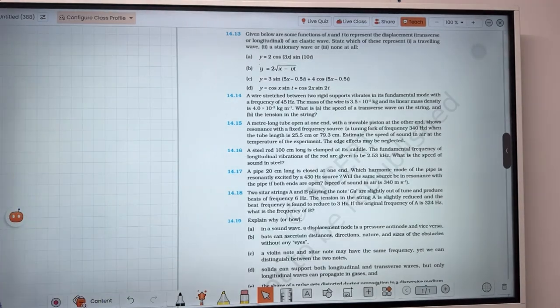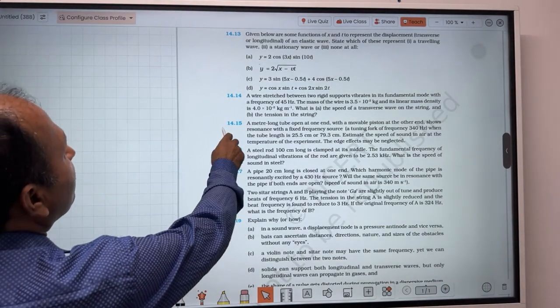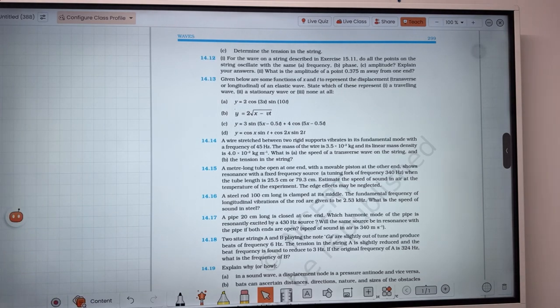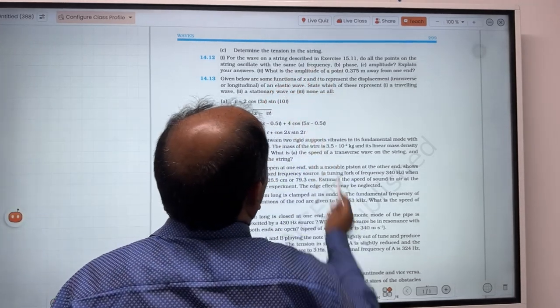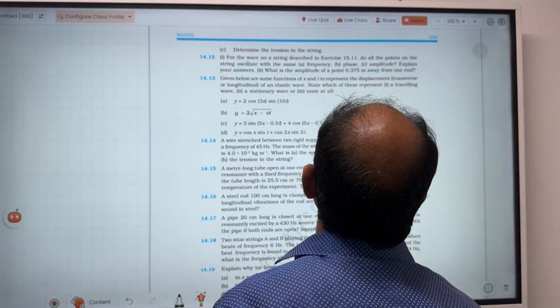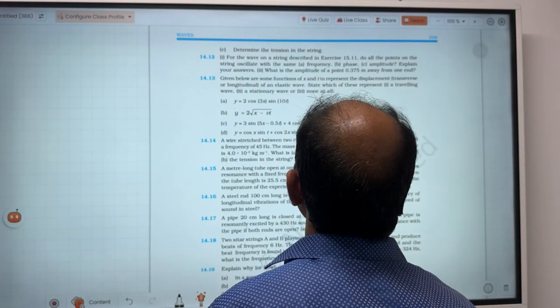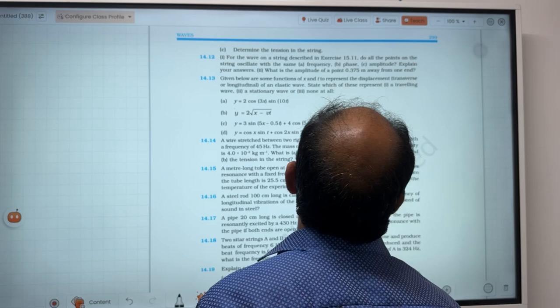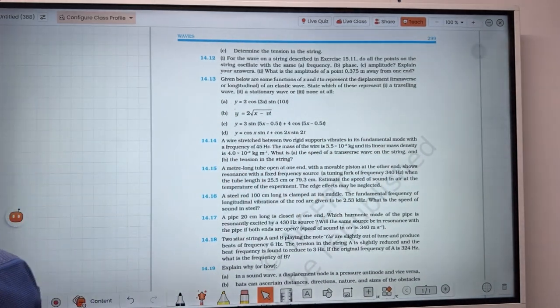Now we are going to see the next question. The next question says, for the wave on a string described in the previous question, do all the points on the string oscillate with the same frequency, same phase, same amplitude? Explain your answer. And then what is the amplitude of a point 0.375 meter away from one end? So we have to put this value in the given equation.